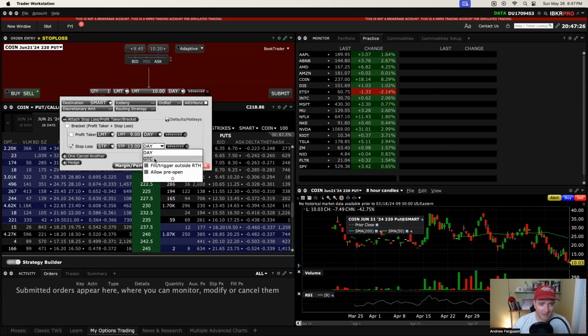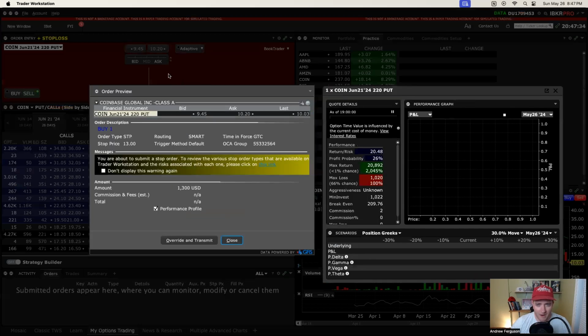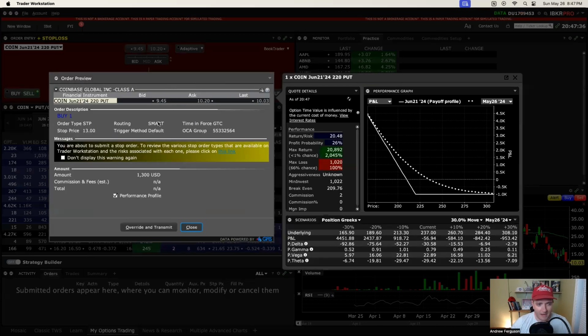So we're going to go in here and click good till canceled. And then we just go ahead and click submit right here, this button right here. That's going to put us into our order preview area. And we're going to get paid again. Stop price of 13, right? We have a bid ask of $9.45 to $10.20. We're going to get paid, again, our $1,000 roughly. And we're going to override and transmit this.